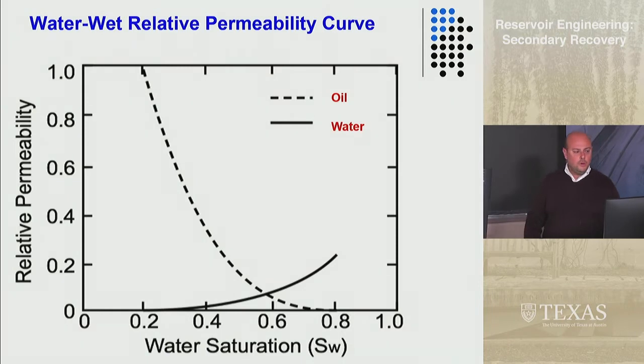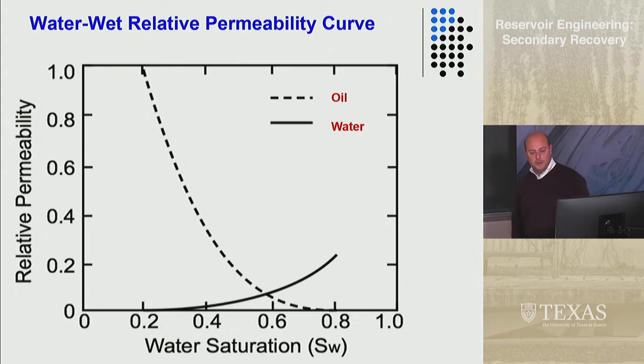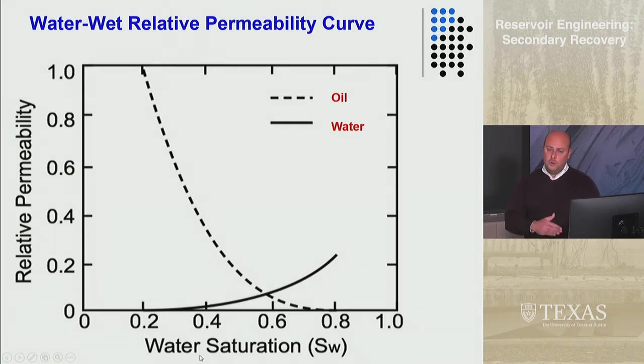Okay, so what does a typical relative permeability curve look like? You should have seen this before. This is relative permeability versus water saturation. Normally we put water saturation on the x-axis. We could put oil saturation. As a reminder, the sum of saturations has to equal 1. So if you have just water and oil, then SO is 1 minus SW. Because if you've got 30% water, then you must have 70% oil.